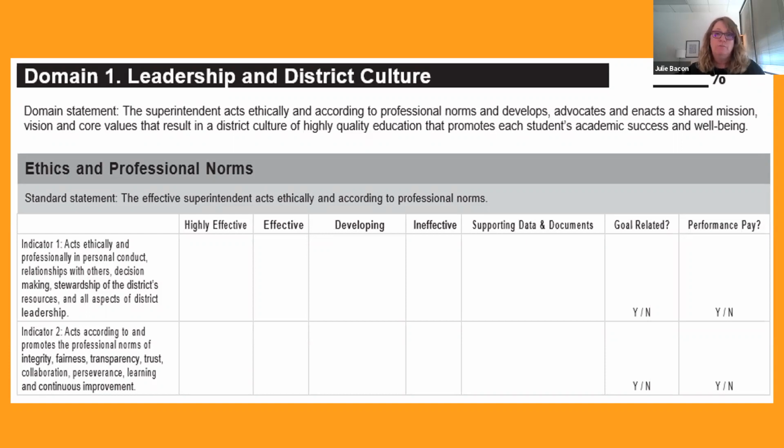And some years it might be on a different domain. Maybe one year you're really focused on communications, and so you might give domain 5, communications and community relations, a higher percentage for that year than the other domains. So it's just another way to customize the tool so that it meets the needs of the district, the superintendent, and the board. And you'll see the rankings that we have are highly effective, effective, developing, and ineffective.